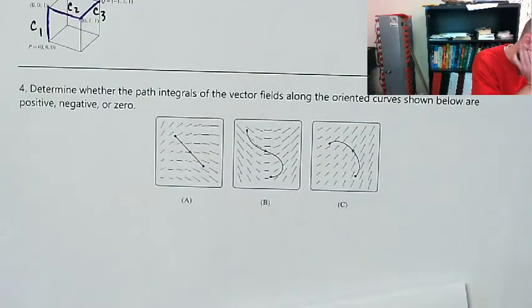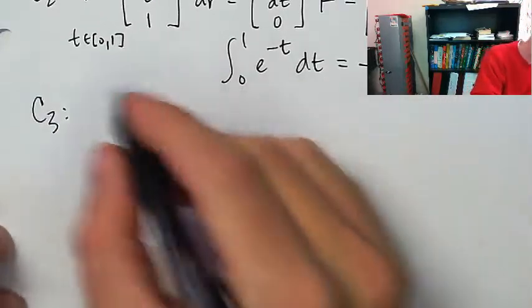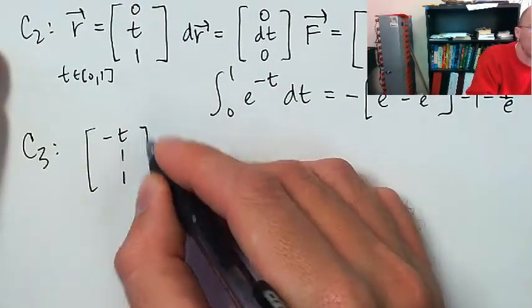Then on C3, okay, x is running from 0 to negative 1, y is stuck at 1, and z is also stuck at 1. So I'm thinking I've got (negative t, 1, 1). Let me make sure that's right. Yep. As t runs from 0 to 1.